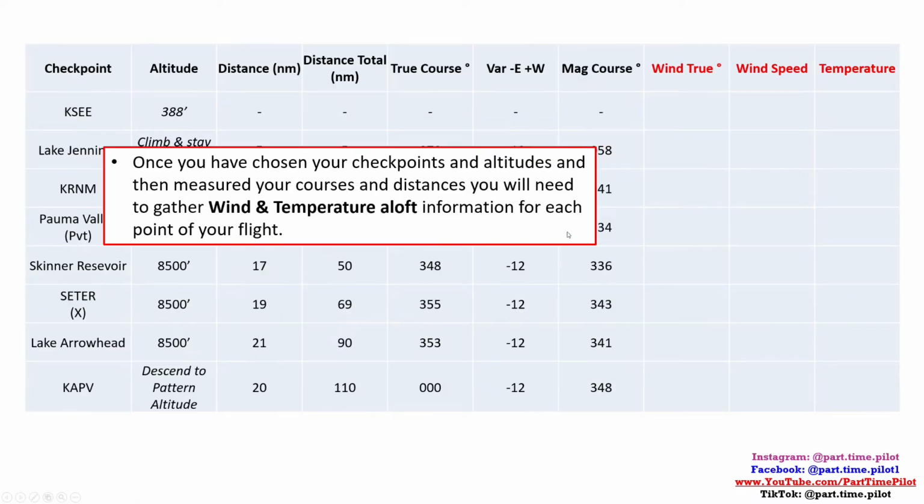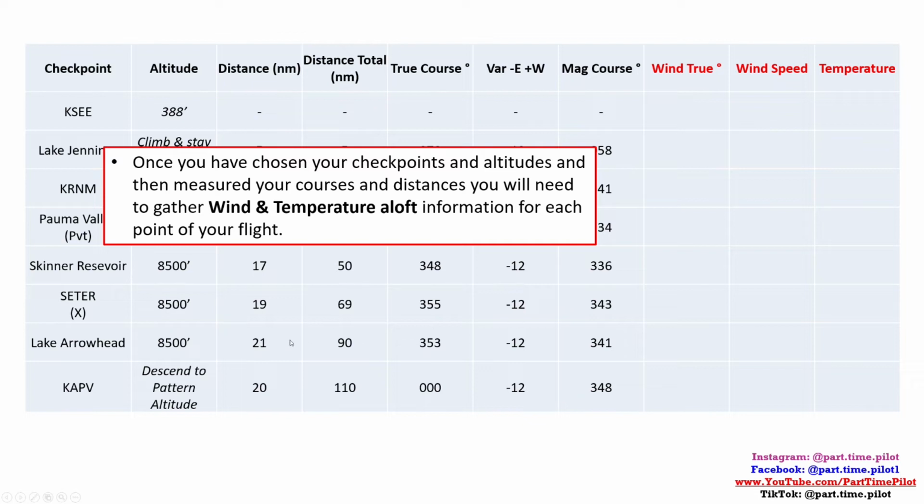All right, so once you have chosen your checkpoints and altitudes and then measured your courses and distance, you'll need to gather wind and temperature aloft information for each point of your flight. I'm going to bold the things that are the weather reports we're going to need and search for. So I'll bold those here when we talk about them.